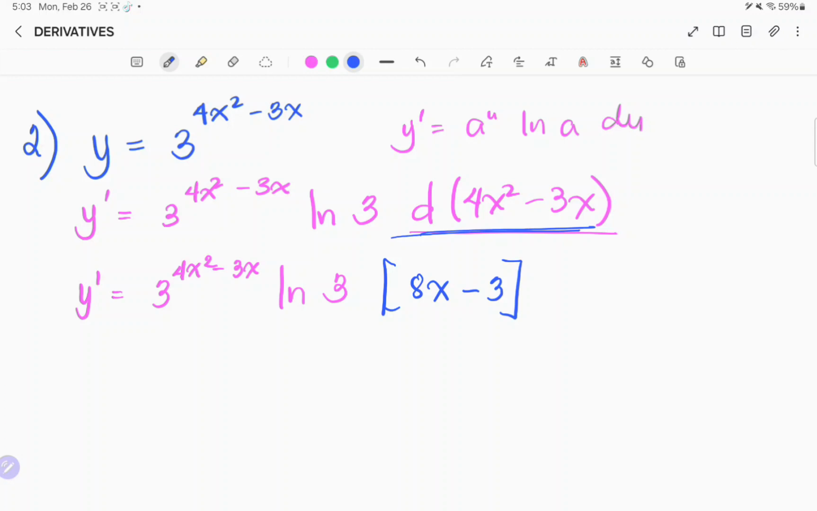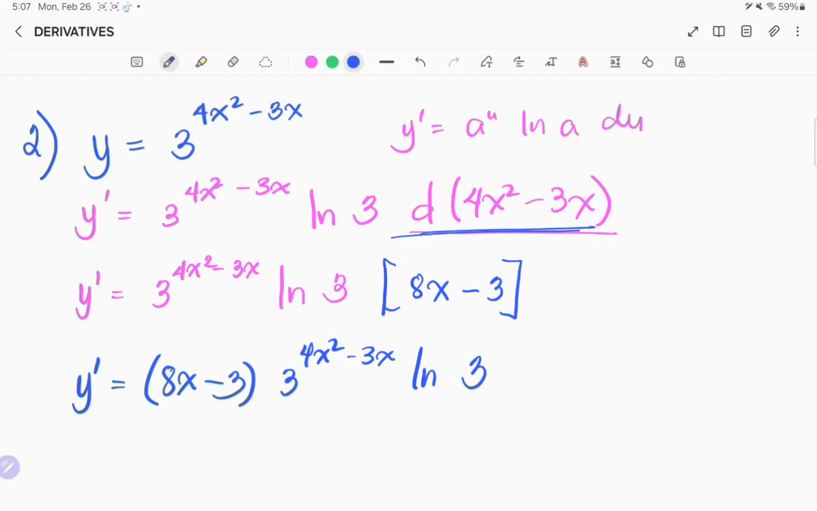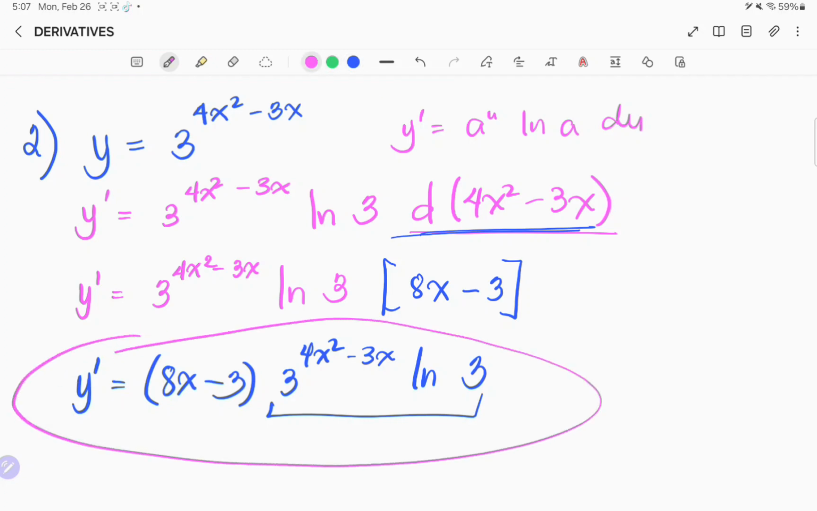So simplifying or rewriting this in a more readable form, it will become y prime equal to 8x minus 3 times 3 raised to 4x squared minus 3x, followed by ln 3. We can still distribute 3 raised to 4x squared minus 3x ln 3 inside the binomial. However, this form of answer is already acceptable. So this is the derivative of the given function.